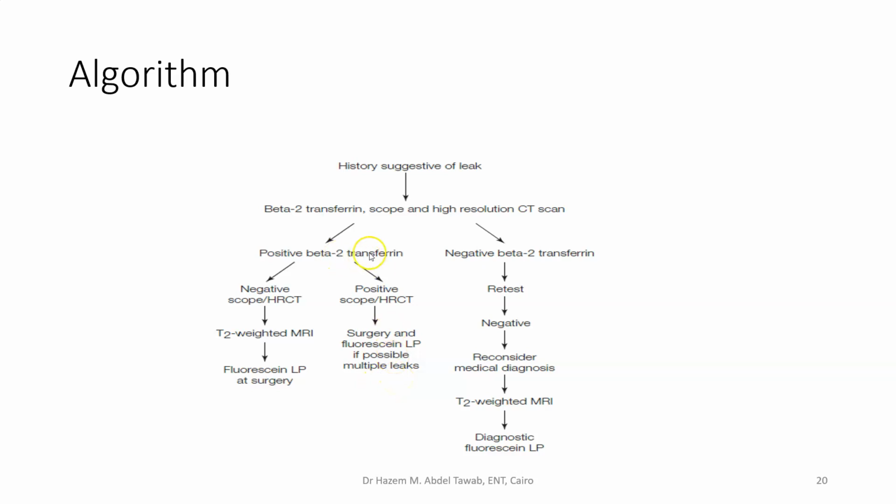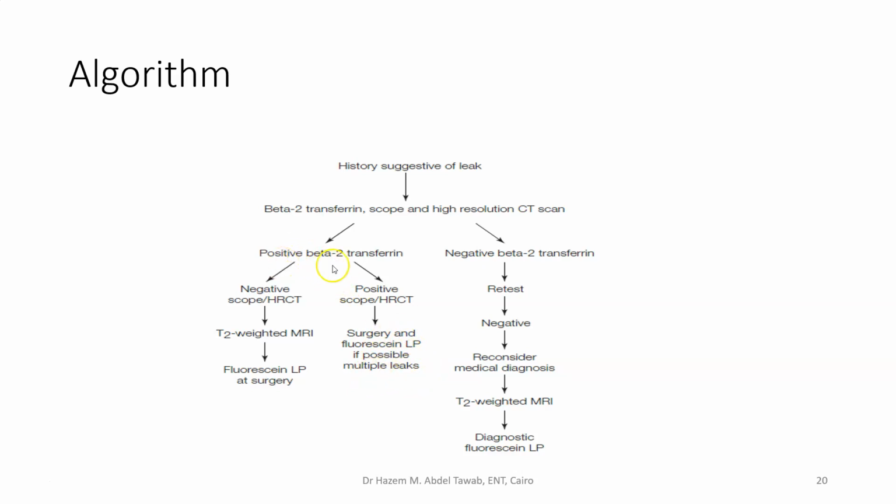repair. But what if it is positive beta-2 transferrin and you have done the scopy and the high-resolution CT scan and you did not see the defect? Then go for the T2 MRI. So in the previous case, you don't need the MRI because you have seen the defect with the scope and high-resolution CT. Then go with the surgery and with the fluorescein lumbar puncture if you are suspecting multiple leaks.